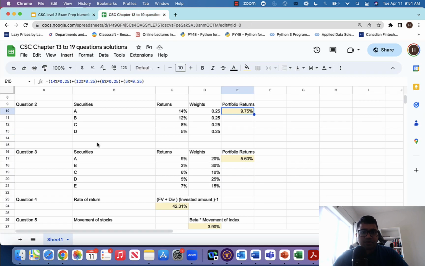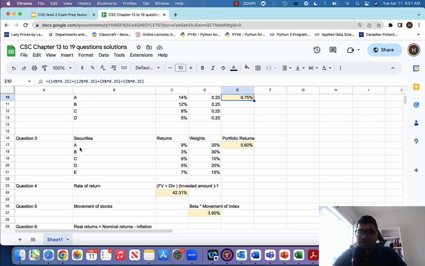Okay, same process. Now there are 5 securities A, B, C, D, and E. You can note down the returns 9, 3, 6, 5, and 7. Now weights are not equal, so you have to note down the weights too. So it's 20%, 30%, 10%, 25%, and 15%.